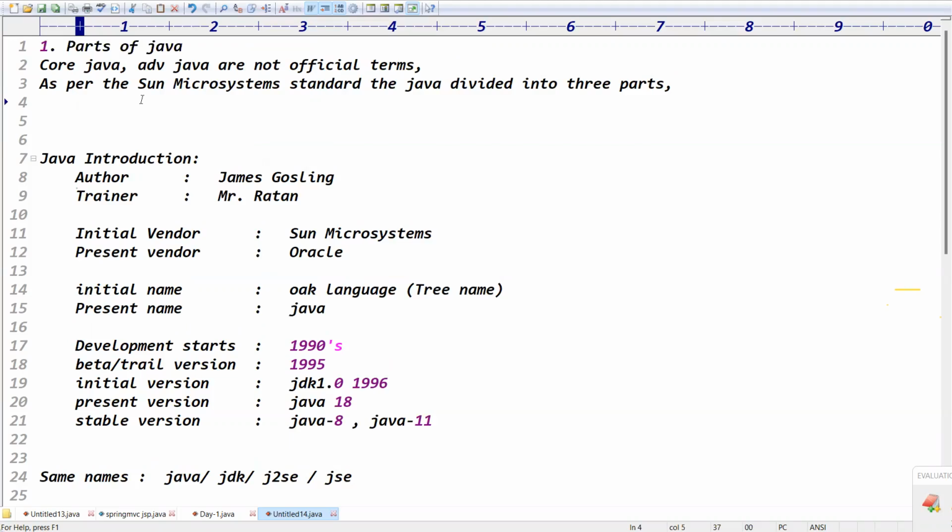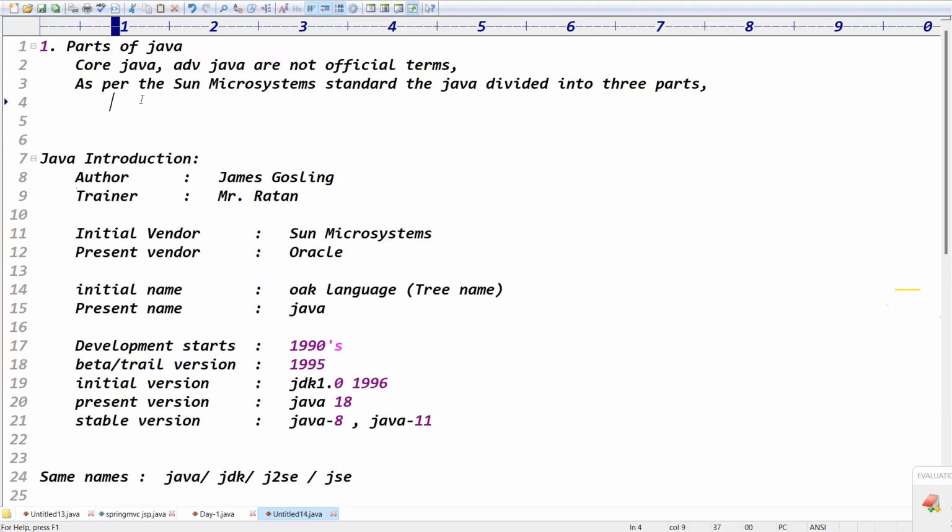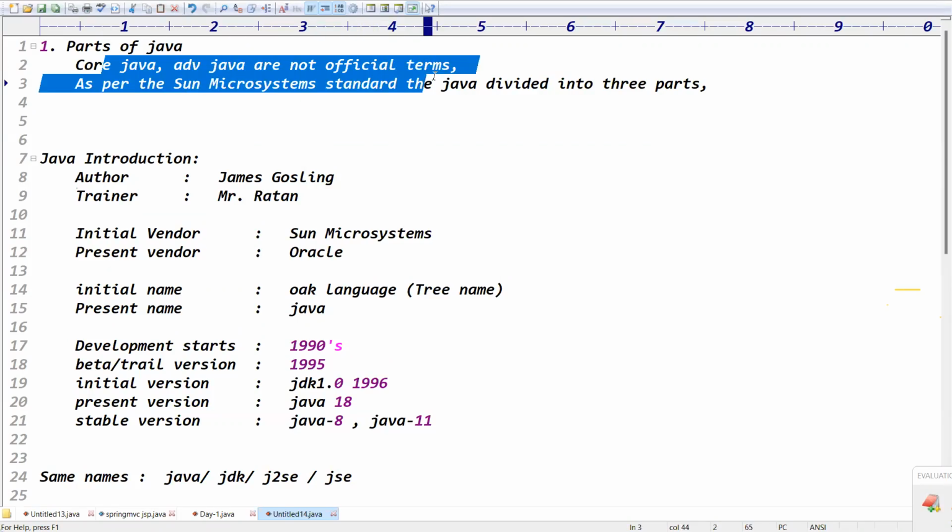Core Java and Advanced Java, we can find these words only in Ameerpet classes. Even in the resume, please don't mention Core Java and Advanced Java, because Core Java and Advanced Java are not official terms.